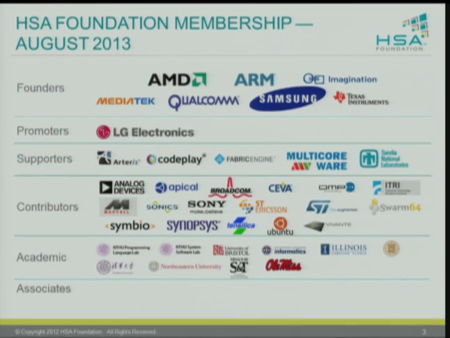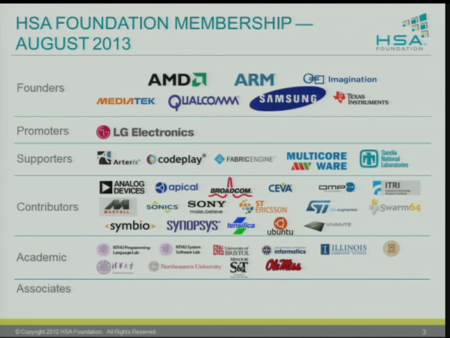So here's the membership of the HSA Foundation. As you can see, there's a lot of companies here. And if you look across the founders, these are companies that put into the market much more than 1 billion processors per year. You see a number of companies here who have very much a focus on low power. And as you'll see as I describe the architecture, one of the key tenets of HSA is enabling our SoCs, enabling our platforms to process parallel workloads at much lower power than happens today.